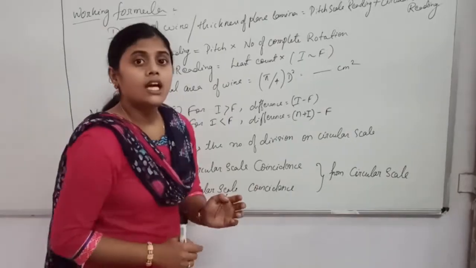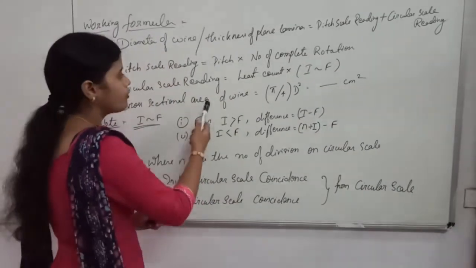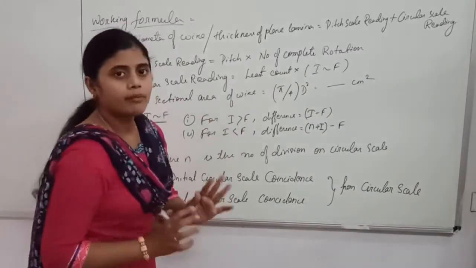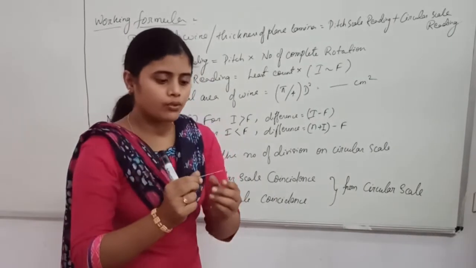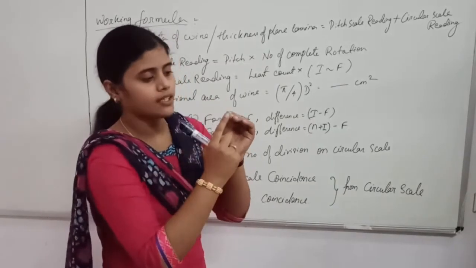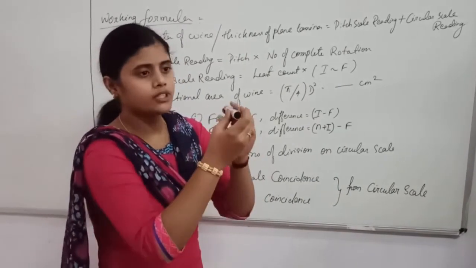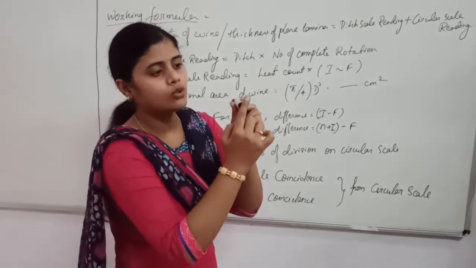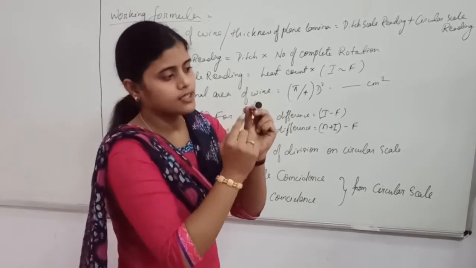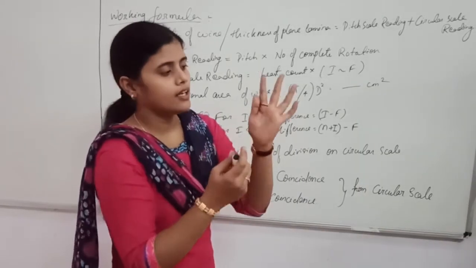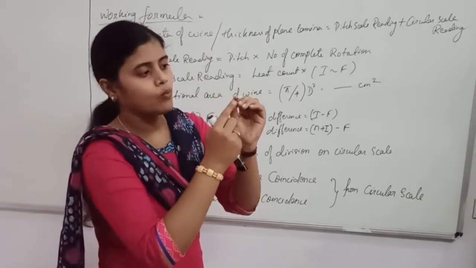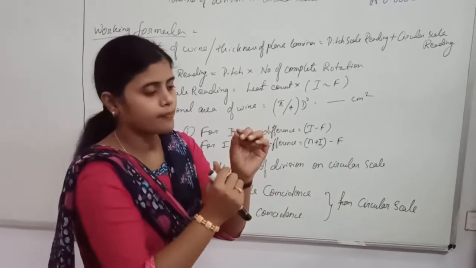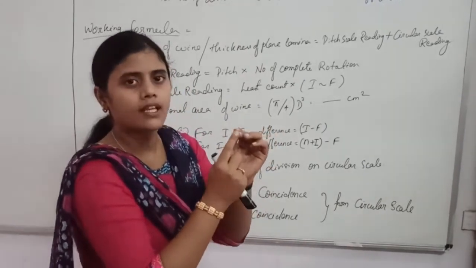After finding the diameter, we will use the formula to find the cross sectional area of a wire. Cross sectional area means what? A thin wire is given to you. Cross section means this area. Suppose this is a pen, suppose this is a wire. This area you have to find. If you cut it, this area looks like a circle. In this wire also, if you cut it, the cross section will give you an area that looks like a circle.